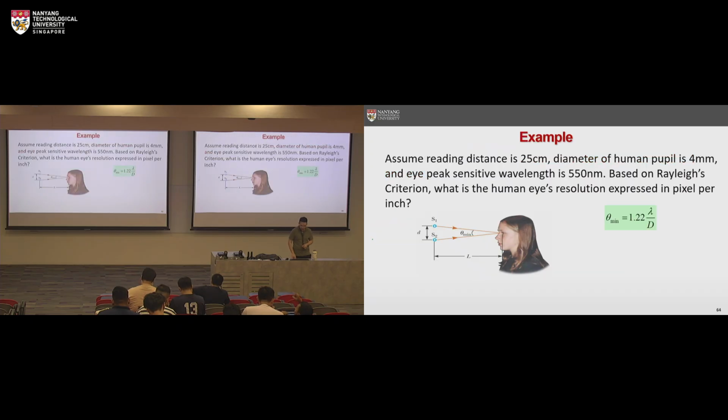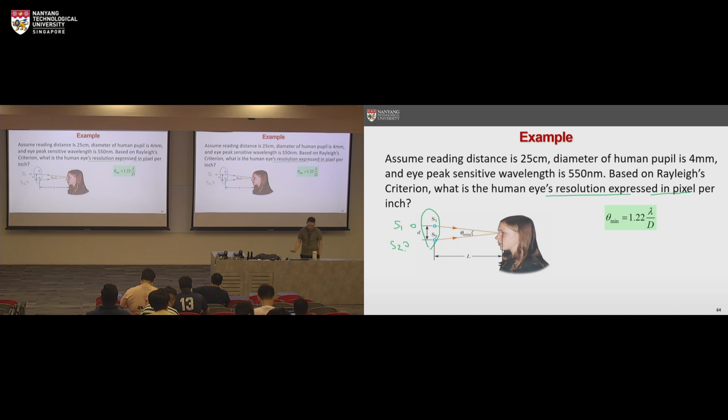Okay? So now if you want to know how far apart you actually can distinguish between S1 and S2, here is one example. Assuming the reading distance is 25 cm, the diameter of a human pupil is 4 millimeter, and operating at 550 nanometer, what is the human eye resolution in pixel? Okay, so what is this question asking? This question is asking what is the resolution in terms of pixel. So it means that you should be finding the distance between S1 and S2.